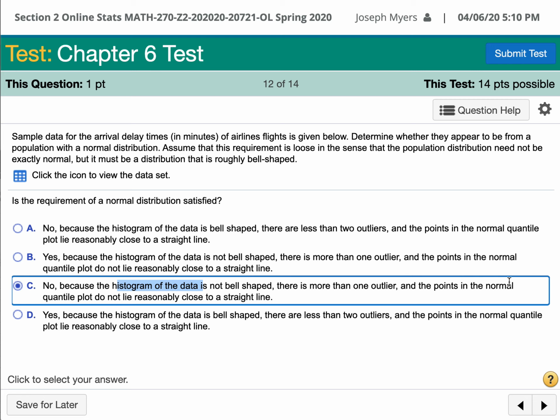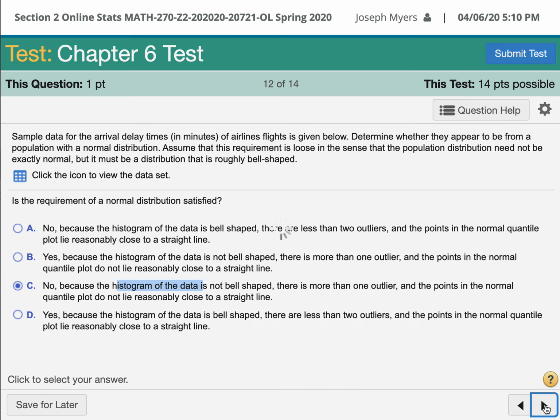Okay, so the points in the normal quantile plot do not lie reasonably close to a straight line. Ready? Okay. No, because the histogram of the data is not bell-shaped. Do not lie. Okay, there we go. All right. And then the next problem.